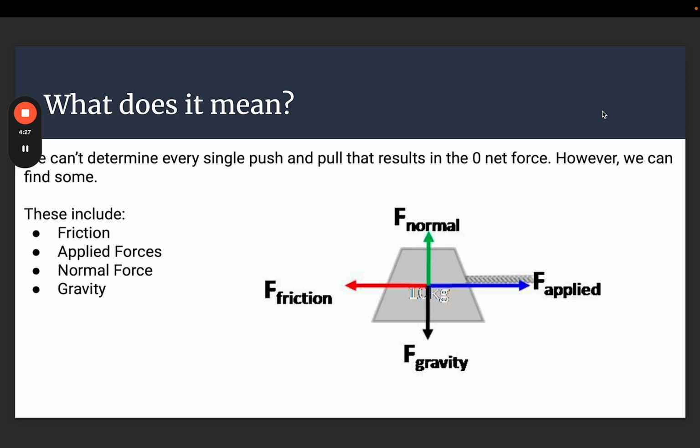So what does this mean? Obviously, we're not able to determine every single push and pull that results in the zero net force. However, we can find some. In the computational model, the F normal and the F gravity are going to cancel out, and there is going to be no force in the x direction, which would, in a hypothetical scenario, just keep the system moving in the positive x direction forever. However, this is not the case in a real-life scenario, as there are going to be other forces that act on the system. This could include things like the friction force, which I have mentioned, which results in a maybe non-zero net force in the real-life scenario.